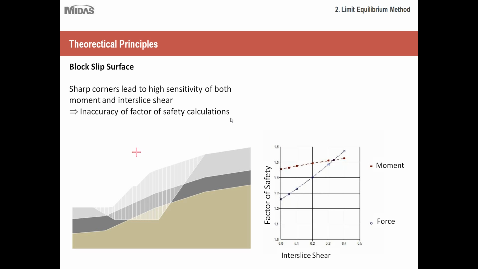So that's another important thing to remember: you should only use a block slip surface if you're absolutely sure that the slope is going to fail in this type of fashion. Otherwise, it's typically best to use an arc or a circular failure surface, because that's the natural way that slopes break or fail.